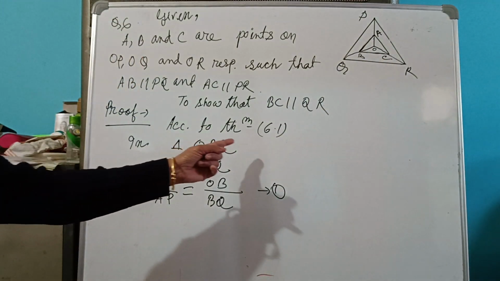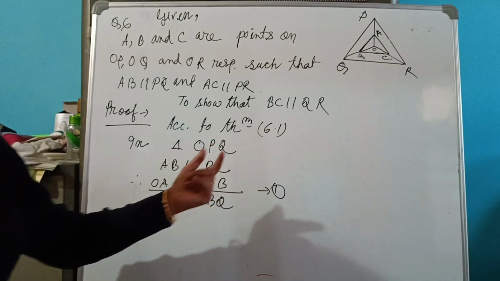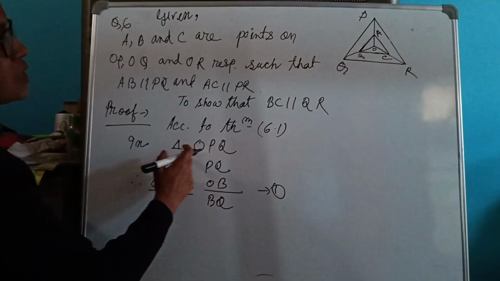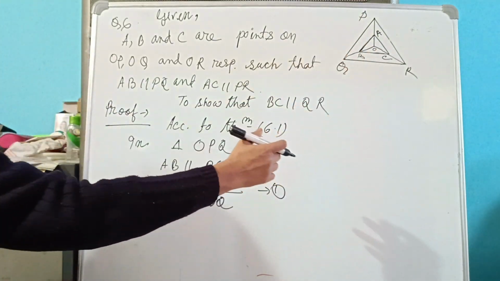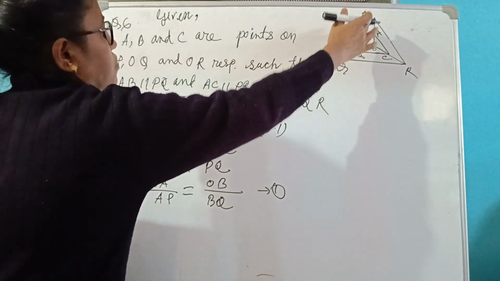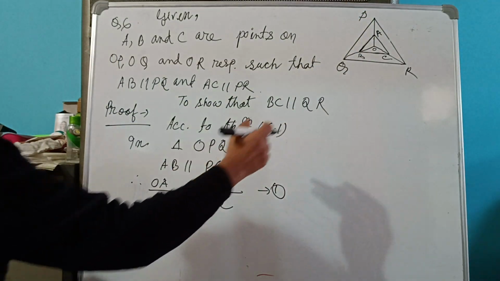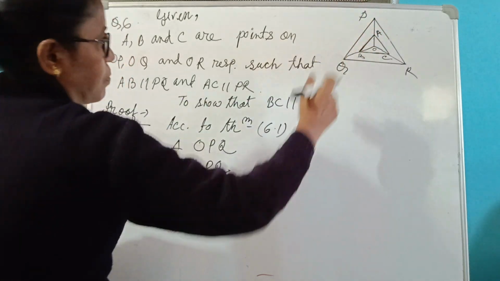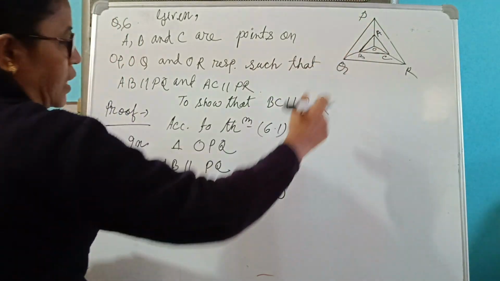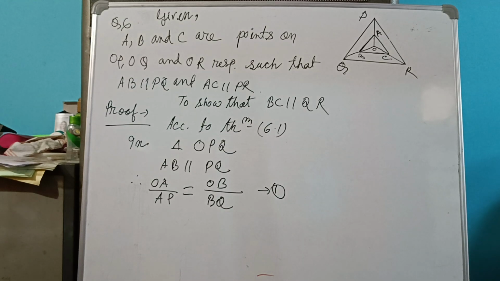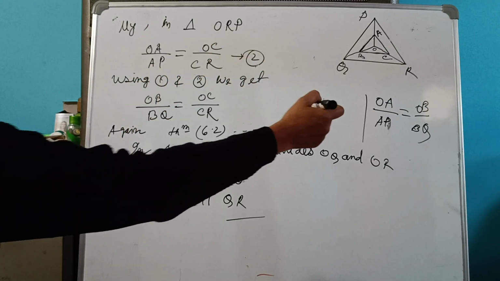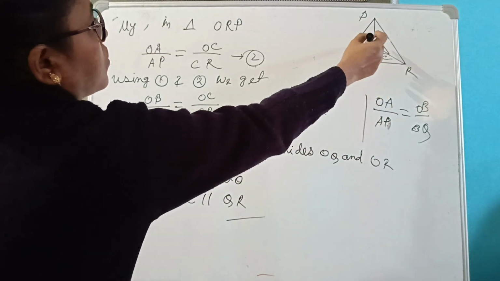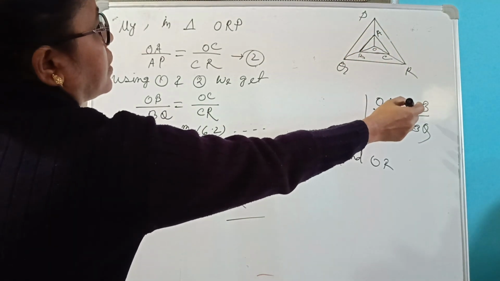According to theorem 6.1, you must write the theorem here. Now in triangle OPQ, AB parallel to PQ. So OA by AP is equal to OB by BQ. Here you write condition 1. Students, see here. First we have already proved that OA by AP is equal to OB by BQ.